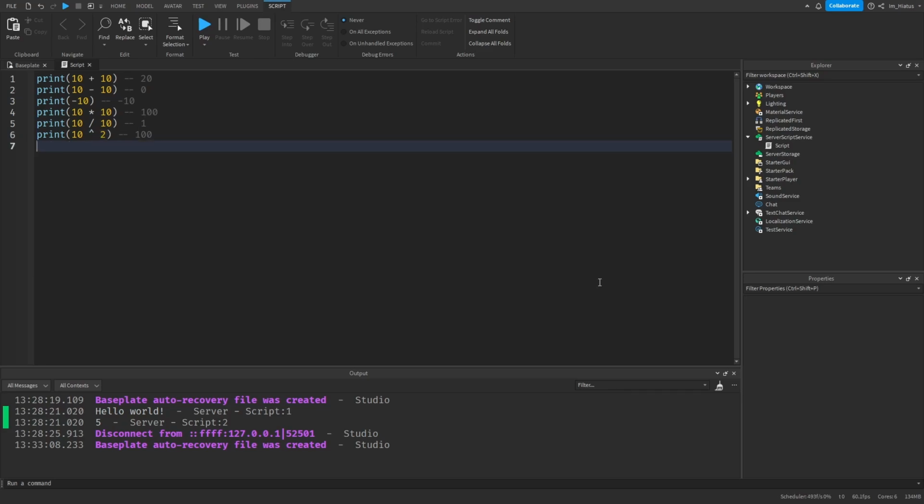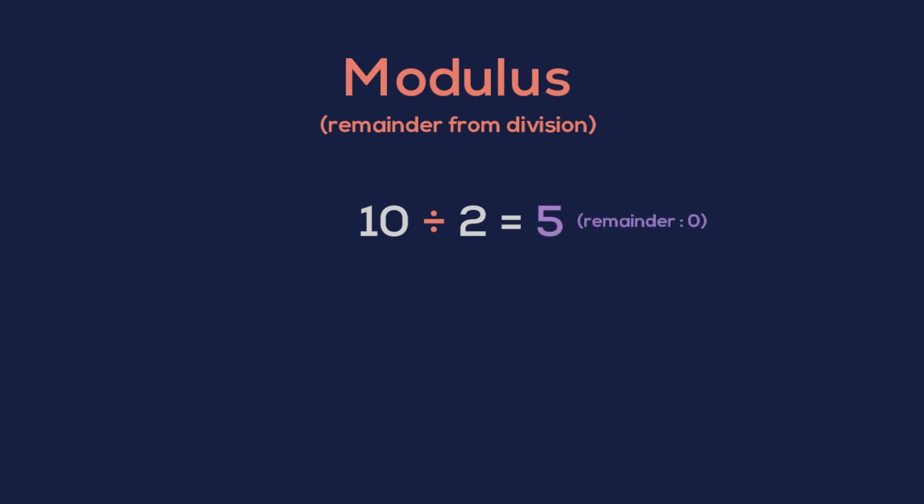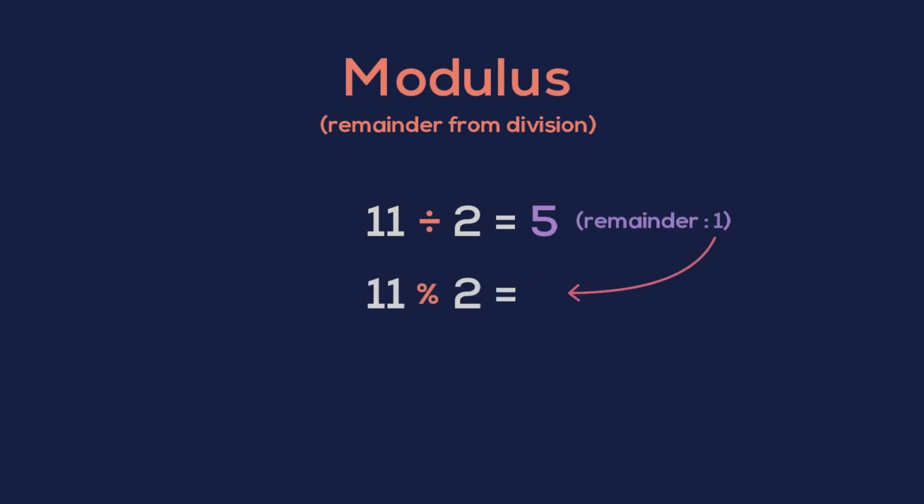And for modulus, we use the percentage symbol. So print 10 modulo 4, which should show 2 in the output. If you don't know what modulus is, it finds the remainder from division. For example, 10 divided by 2 is just 5 without any remainder. So the answer to 10 modulo 2 is 0. However, 11 divided by 2 is 5 with a remainder of 1. So the answer to 11 modulo 2 is 1.